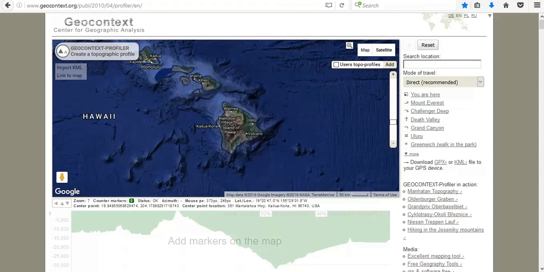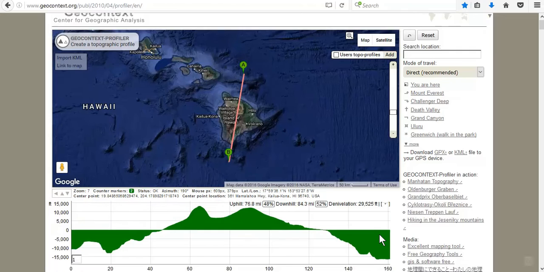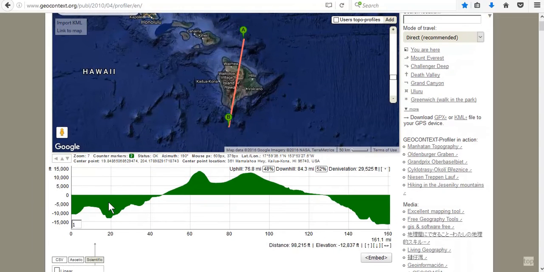To do that, once again, we'll go to our good friend, the Geocontext Center for Geographic Analysis profiler. I'm just going to go from the north side of the island to the south side of the big island, and we can see the topographic profile. On one side of the island, we have the island, and then we have the other side of the island.